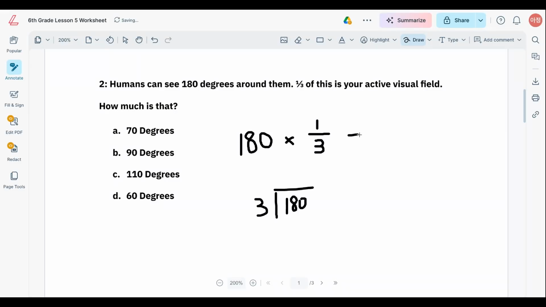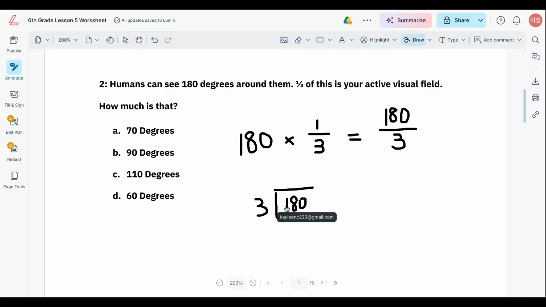Since when you do this, you would get 180 over 3. So this and right here, 180 over 3 and then 180 divided by 3, they're the same thing, just written differently. So let's do 180 divided by 3.